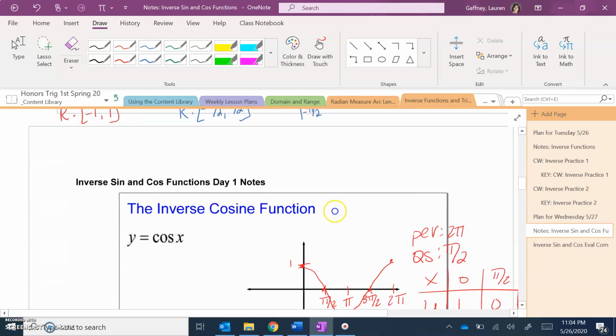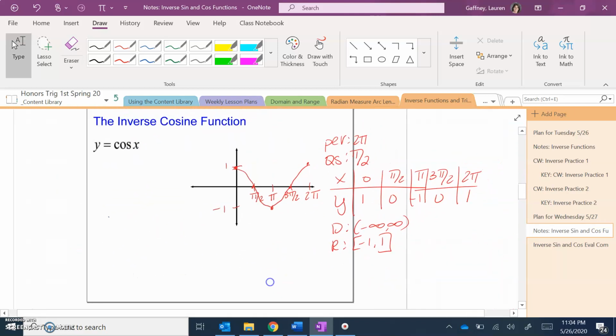Now, if we go through and do that same exact idea for cosine. This is a standard cosine graph. Notice it fails the horizontal line test. But look, if we start here and go to here, we can cut it off from 0 to pi.